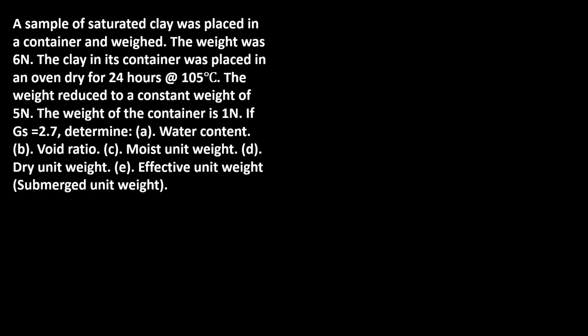First, we have to look for the value of the water content. Second, the void ratio e. Third, we have the moist unit weight. Then coming up next, the dry unit weight. And then lastly, the effective unit weight, or sometimes we call it the submerged unit weight. Let us now start solving the problem.